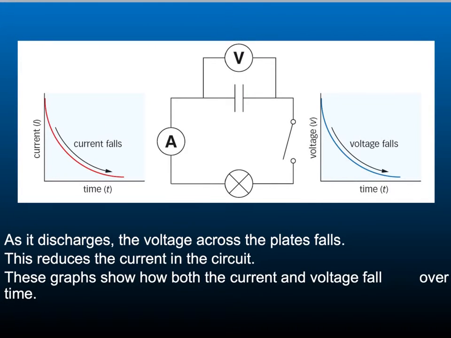Here are the current and the voltage graphs for a capacitor discharging. You can see that as time goes on, the capacitor discharges and the current falls. It's exactly the same shape for the voltage. As the capacitor discharges, its voltage decreases over time.